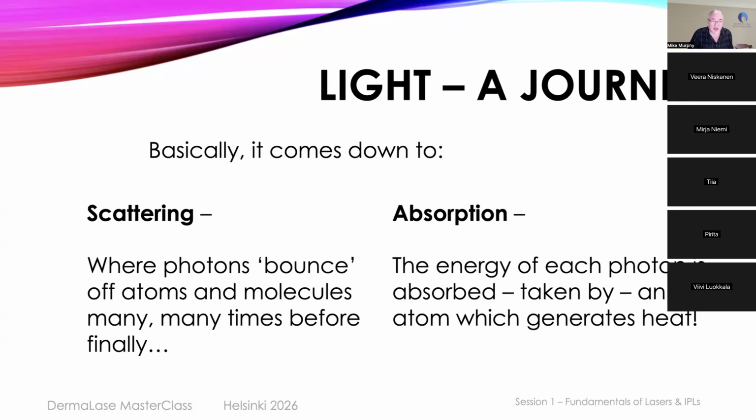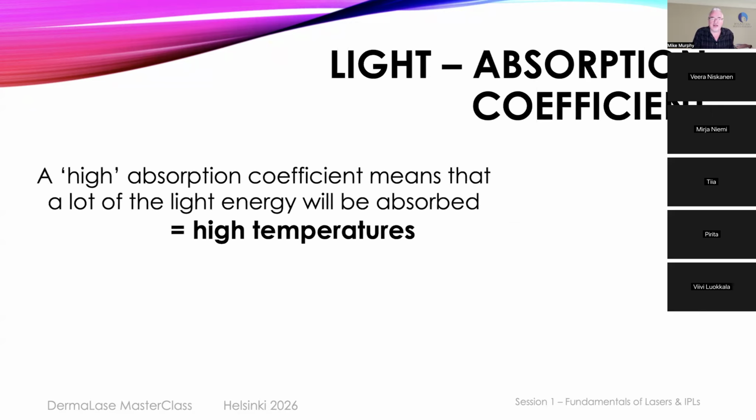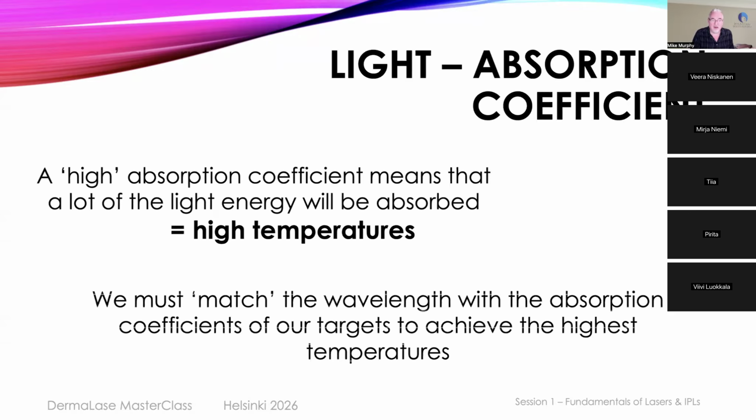Okay, so scattering is highly important. It's extremely important, and absorption is also important. Absorption is what we're trying to achieve. You're trying to get absorption in your target, but unfortunately, we have to go through this whole scattering phase before absorption happens. All right. Hope this all makes sense. Everybody say, yeah, yeah, I can hear you. So a high absorption coefficient means that a lot of energy will be absorbed, and that will then result in high temperatures, hopefully.